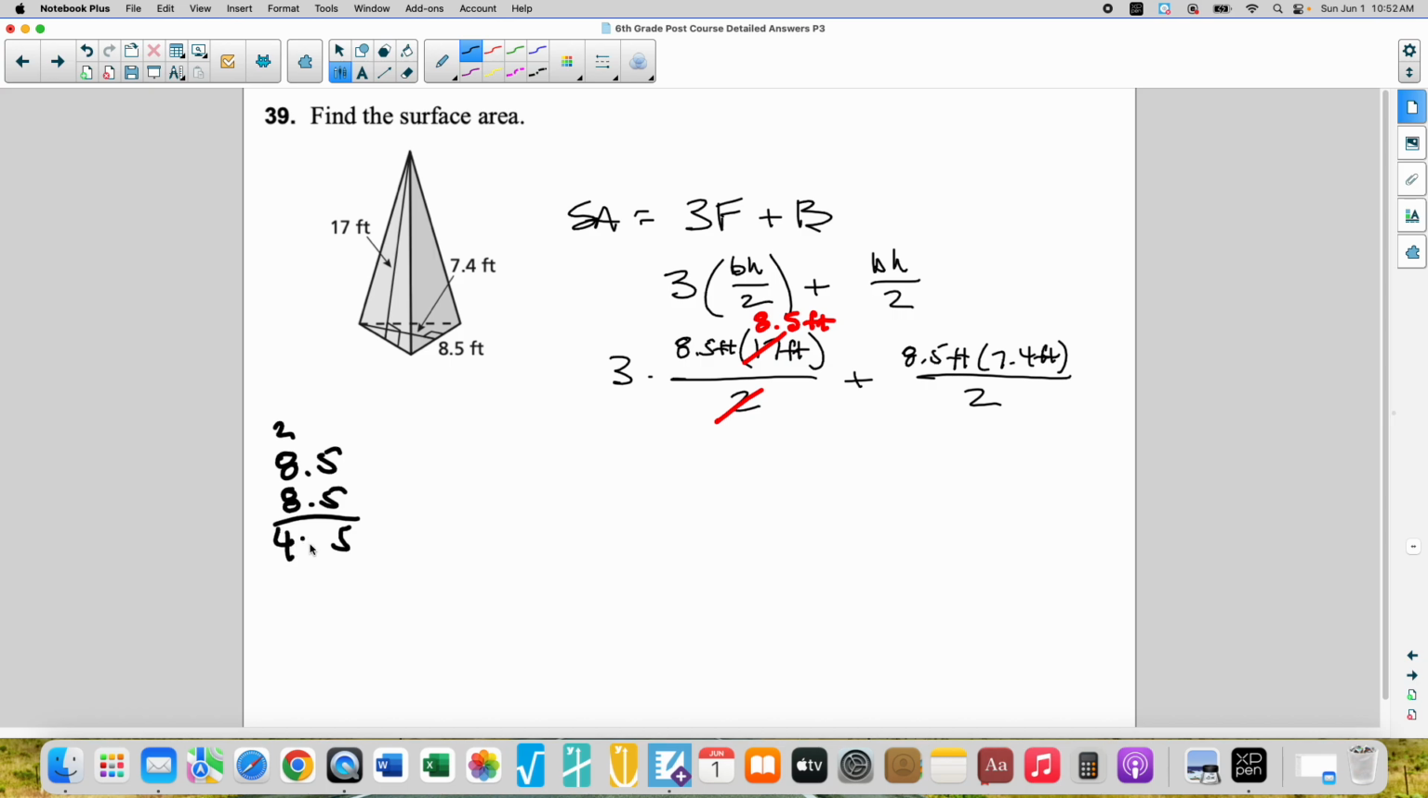Let's do that. 8.5 times 8.5. 25, 40, 42. Move the space. That's 40. 64 plus 4 is 68. 5, 2, 12, 7, 2 decimal places. So that's 72. So we have 3 times 72.25 feet squared. Now we're going to simplify this one. 2, we'll divide it by here. That's going to be 37. 37 feet.